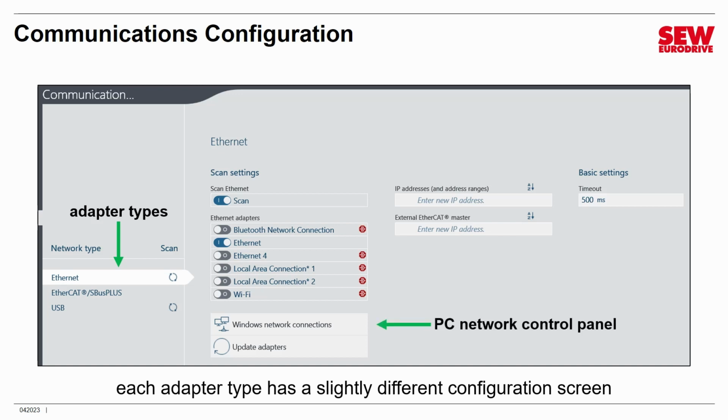And there are lots of useful buttons. You can pick the PC Network Control Panel button. This will pop up your Windows Ethernet adapter screen to let you configure your adapter if you need to. There's also an on-off switch that activates or deactivates using your PC's Ethernet port.